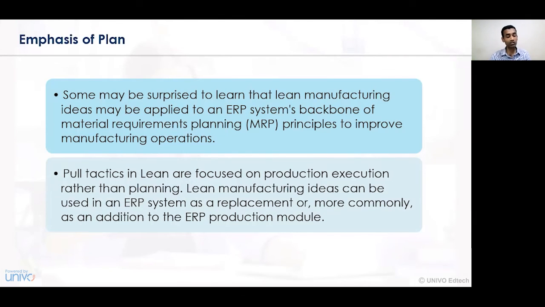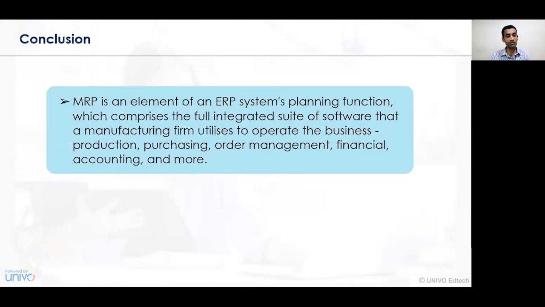So in the long run or in the short run, we can implement those activities, and accordingly, they can be undertaken with better consideration for a better delivery of product to the customers. Now let's conclude what we have learned in this session. MRP, that is material requirement planning or resource planning, is an element of an ERP system's planning function, which comprises the full integrated suite of software that a manufacturing firm utilizes for its operational activities, such as production, purchasing, order management, financial accounting, and more.